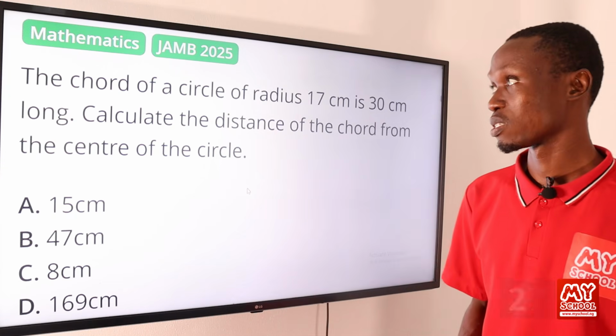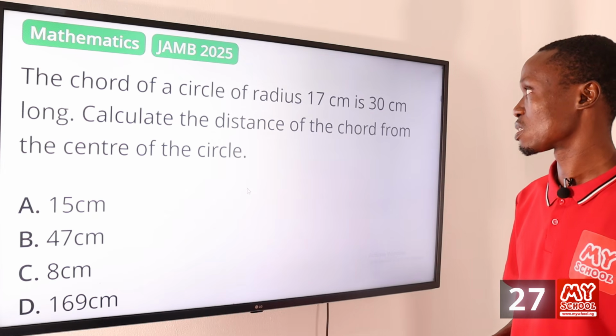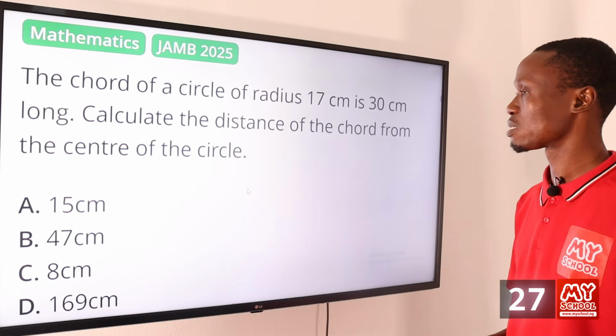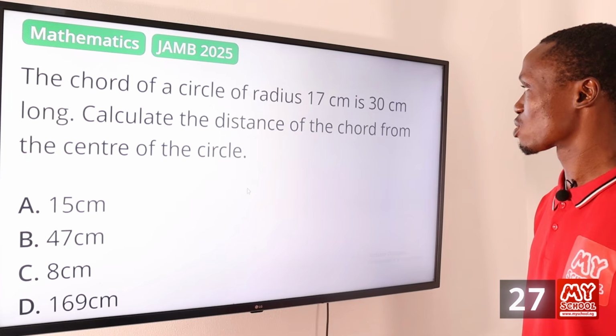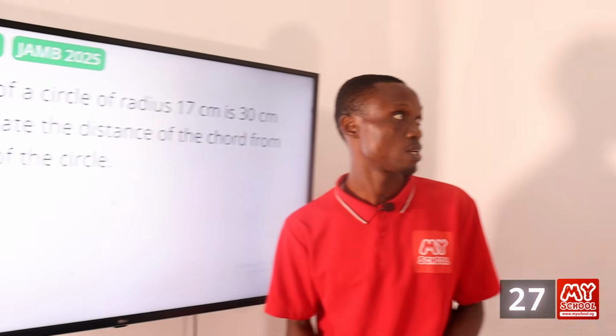Moving on to question 27. The chord of a circle of radius 17 centimeters is 30 centimeters long. Calculate the distance of the chord from the center of the circle. So let's move over to the board to provide the answer to this question.